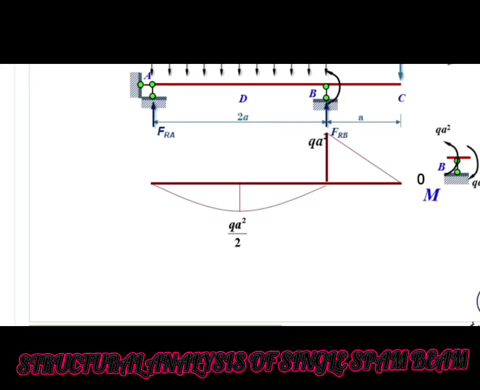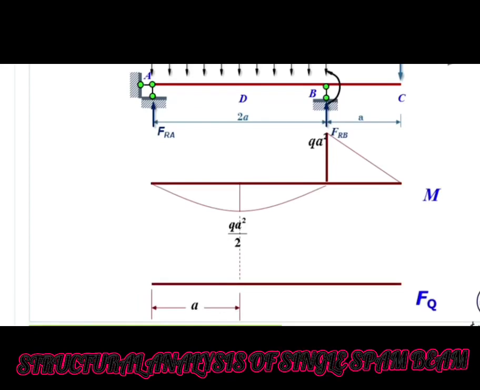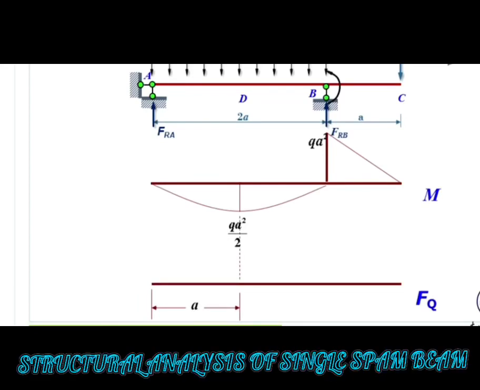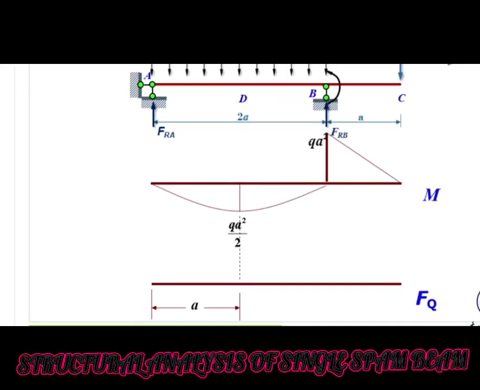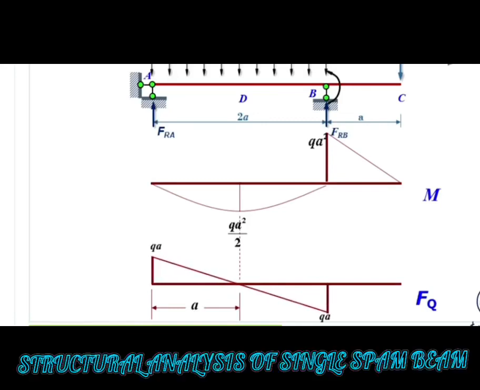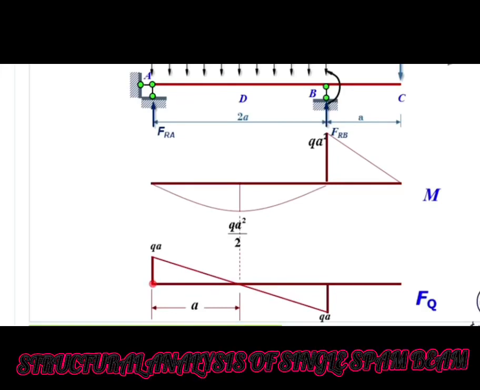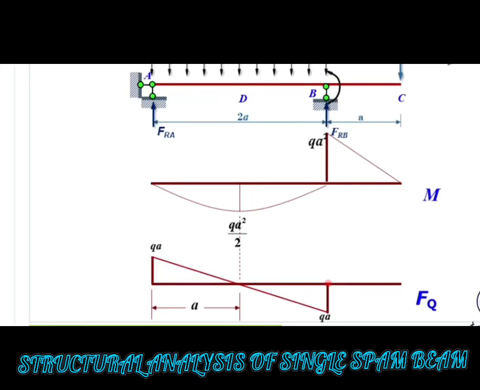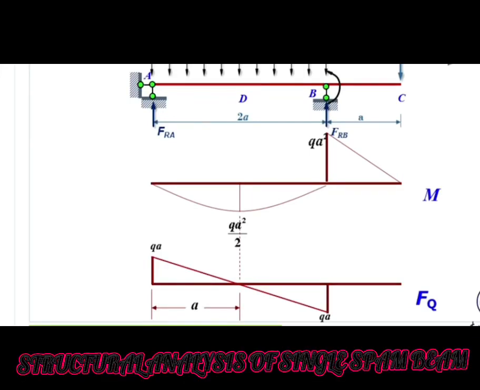Then let's draw the shear force diagram. For part AB, obviously its shear force diagram is a diagonal line because q is a constant. We can construct its shear force diagram. For the AD part, that's positive. Section A's right side F_Q is equal to qa. Section B's left side F_Q is equal to negative qa.